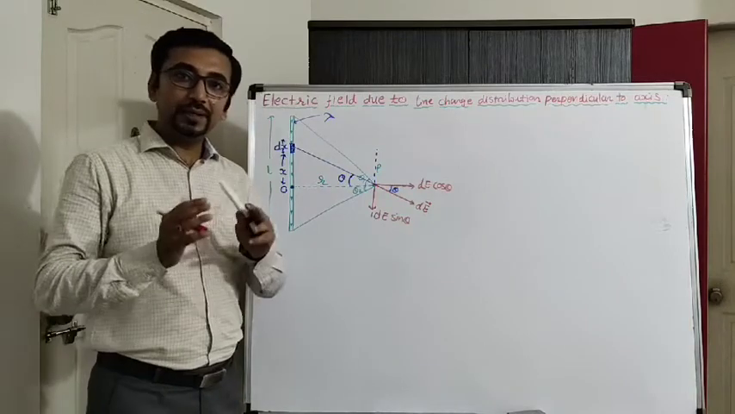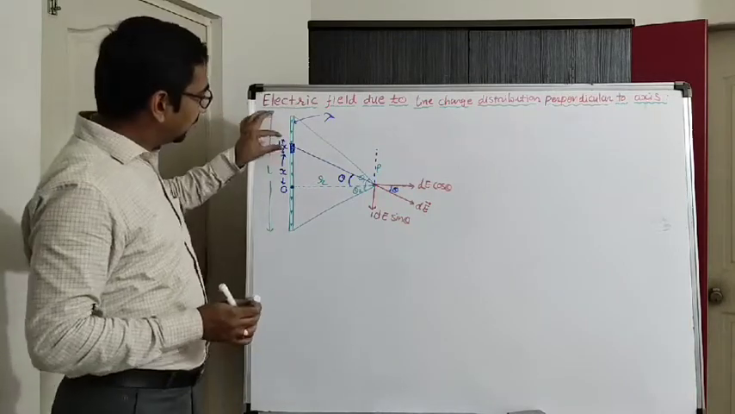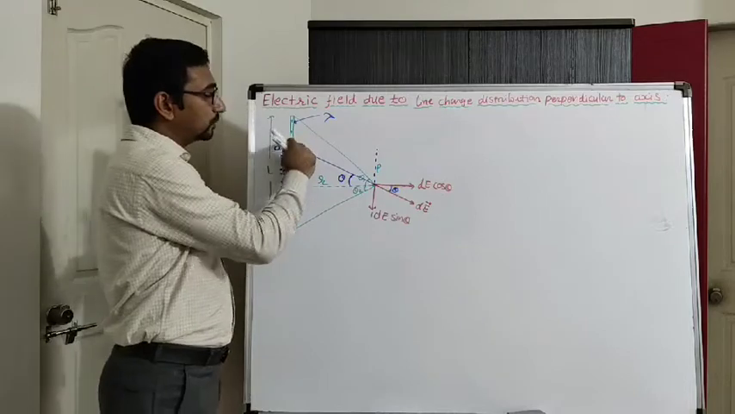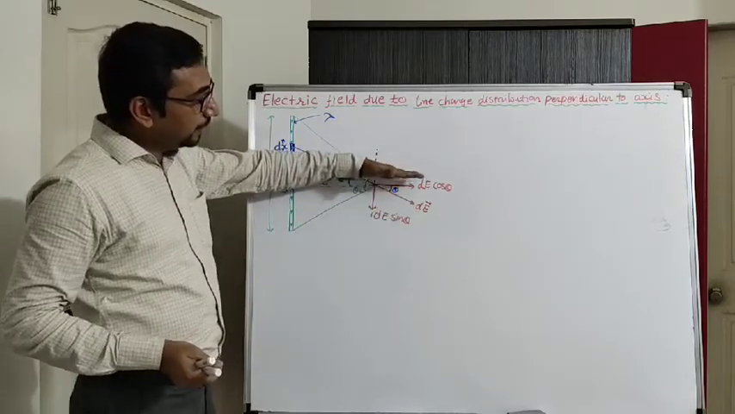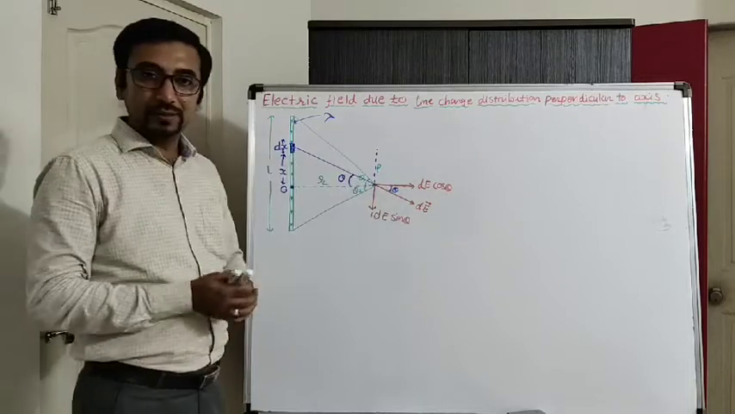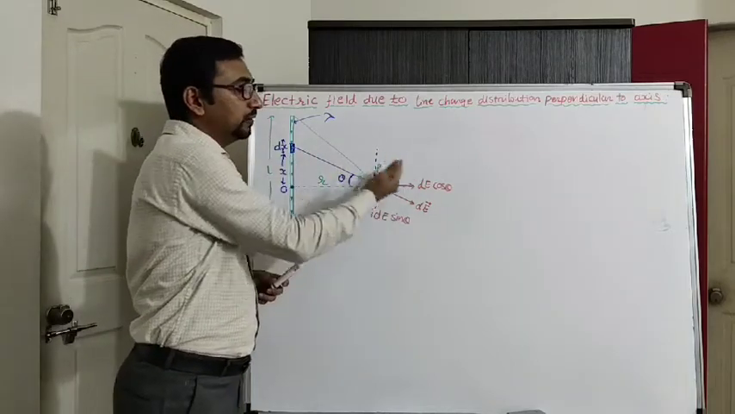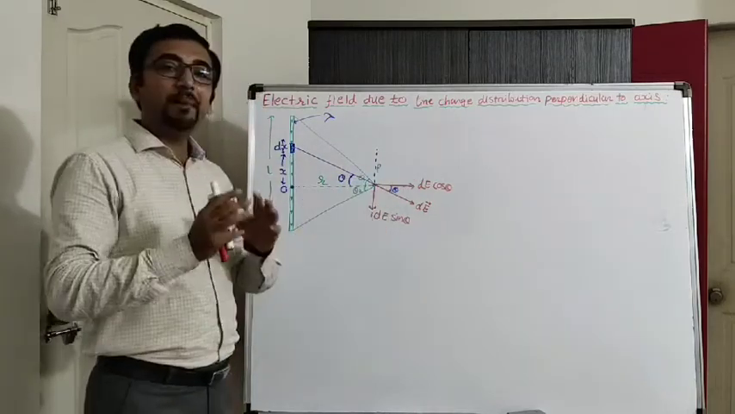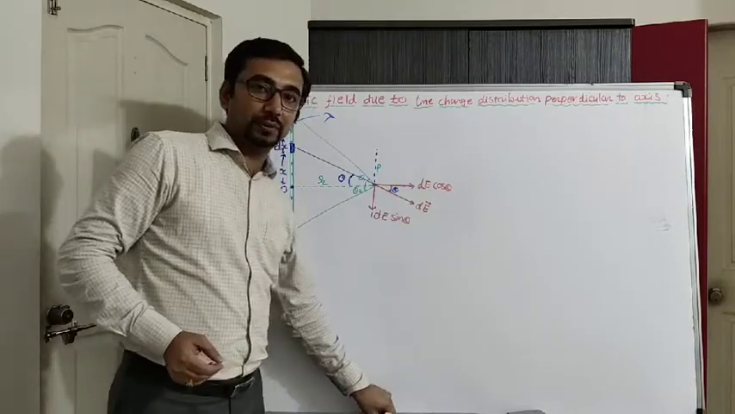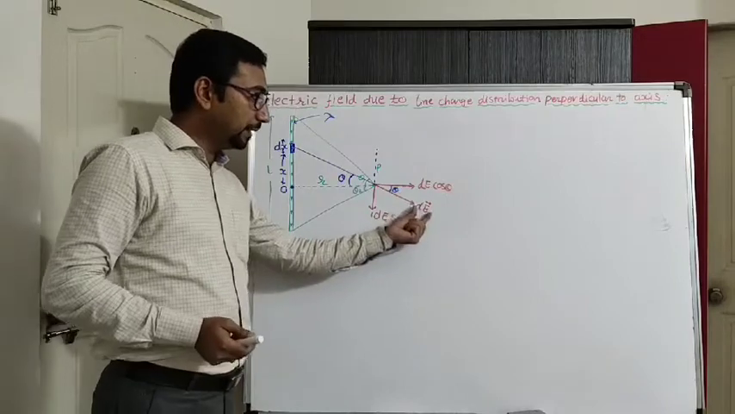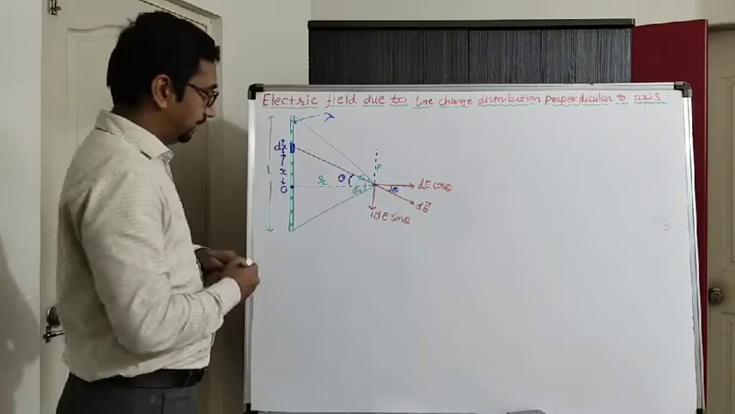So first, we found the electric field due to a small segment and split it into two components. One is perpendicular to the wire and another parallel to the wire. Now we'll try to find the magnitude of this dE component.